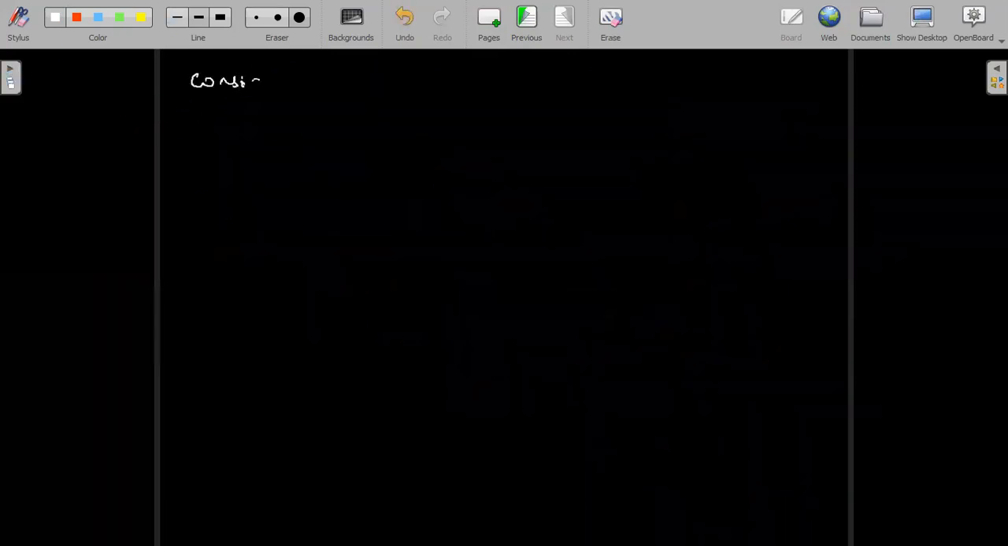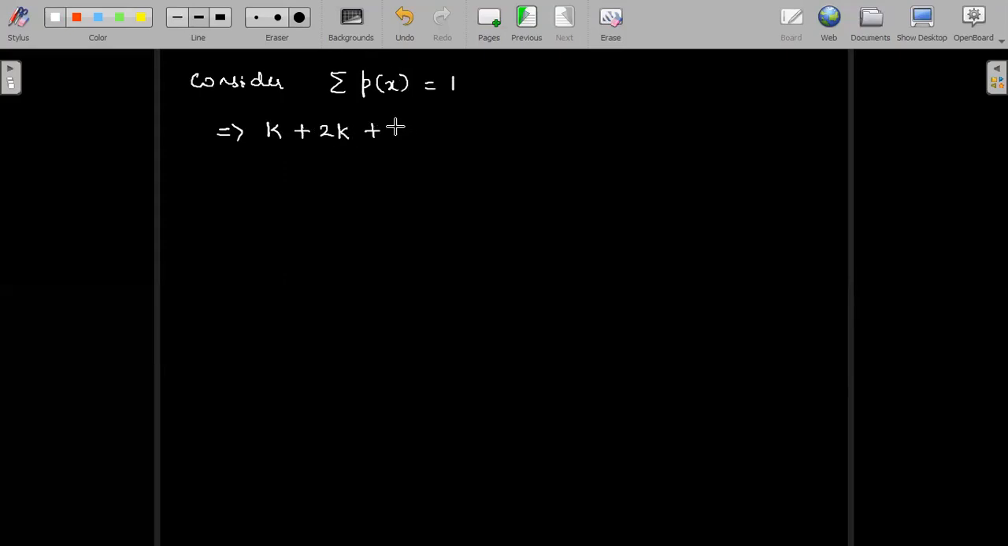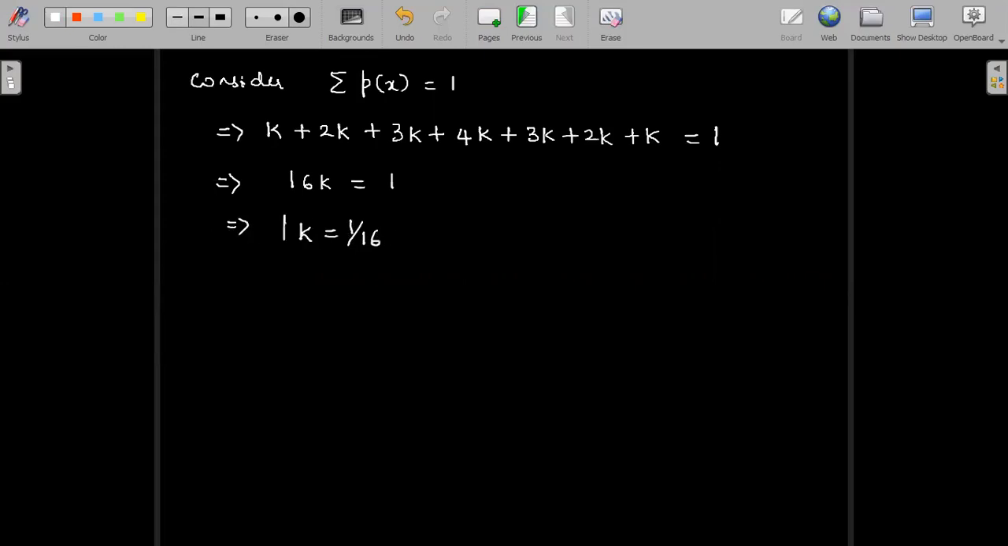Consider summation p of x is equal to 1. Let us sum up all the values of p of x. So p of x is given by, first value is k, 2k, 3k, 4k, 3k, and then again 2k, k. This should be equal to 1. When we sum up the LHS, it is equal to 16k equal to 1, or k value is equal to 1 divided by 16, which was the first part of the problem for us.